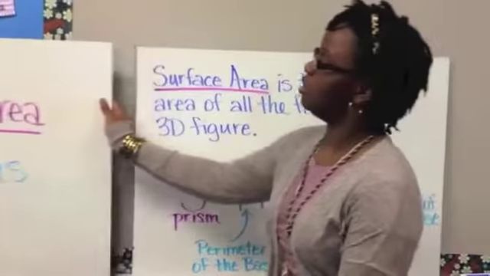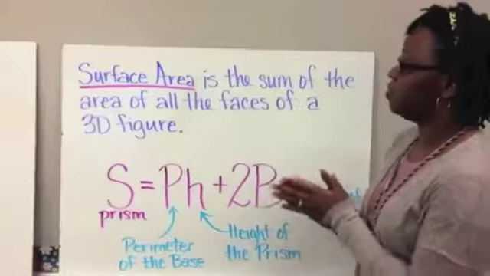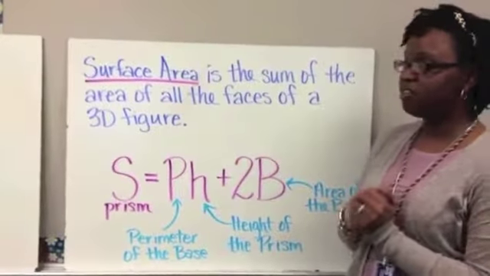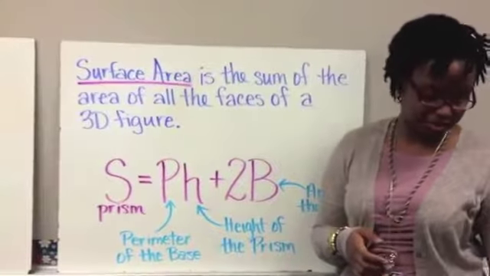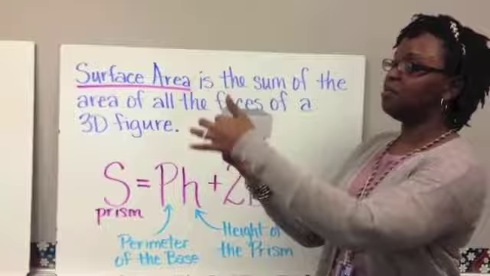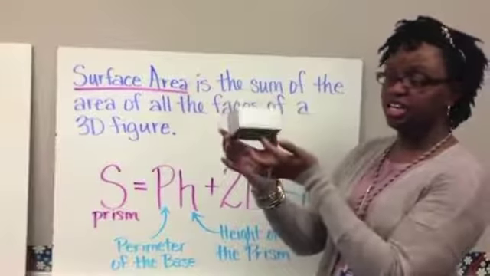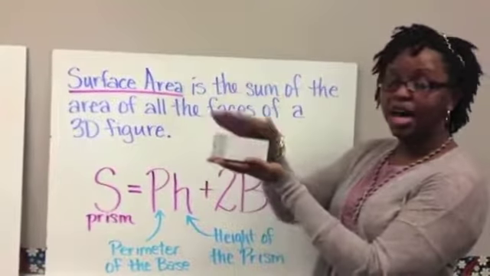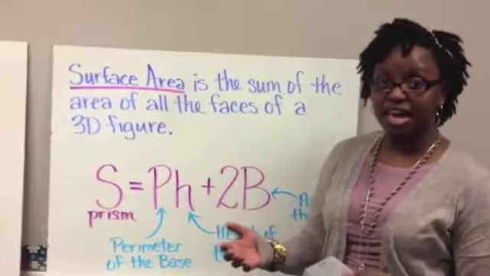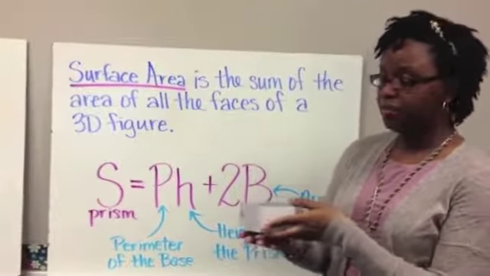Okay. So what is surface area? Well, surface area is the sum of the area of all the faces of a 3-dimensional figure. So with that prism, surface area would be the sum of all of the different faces that you see. So the top and bottom, the front and back, and the sides. There's a couple of different ways to look at surface area.